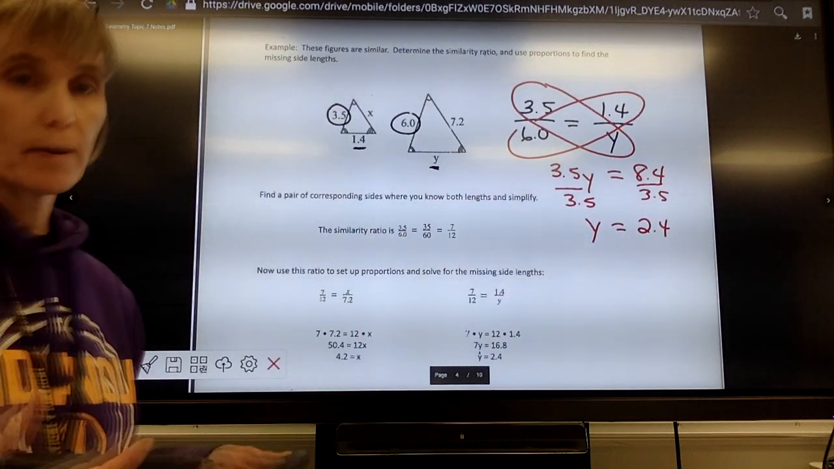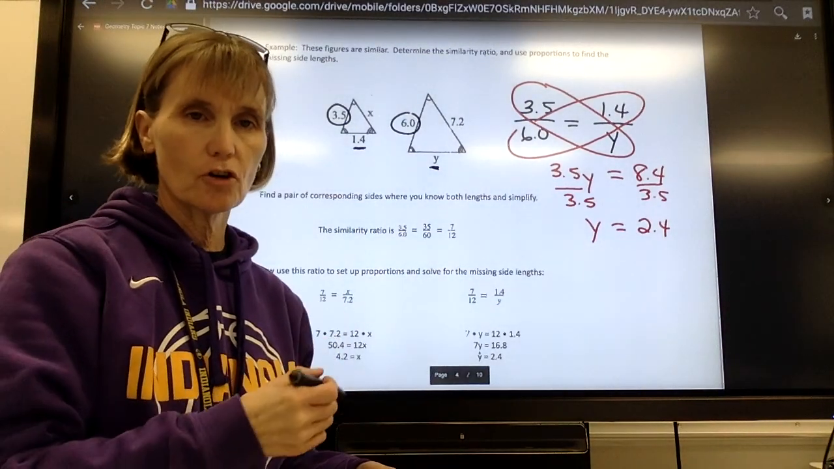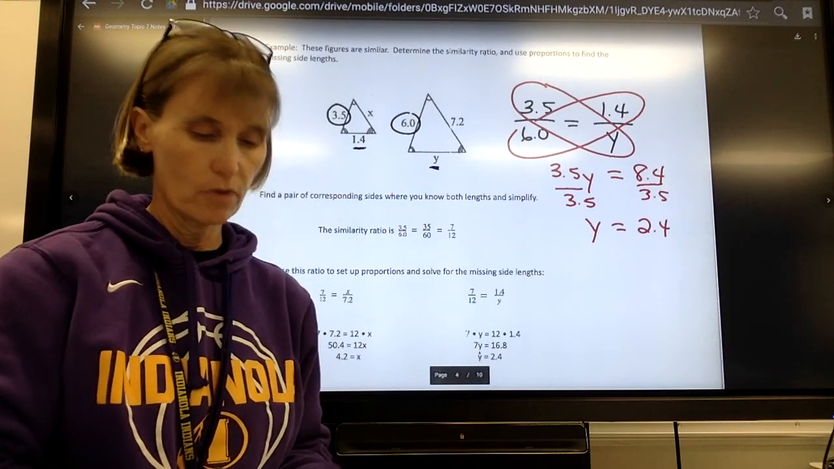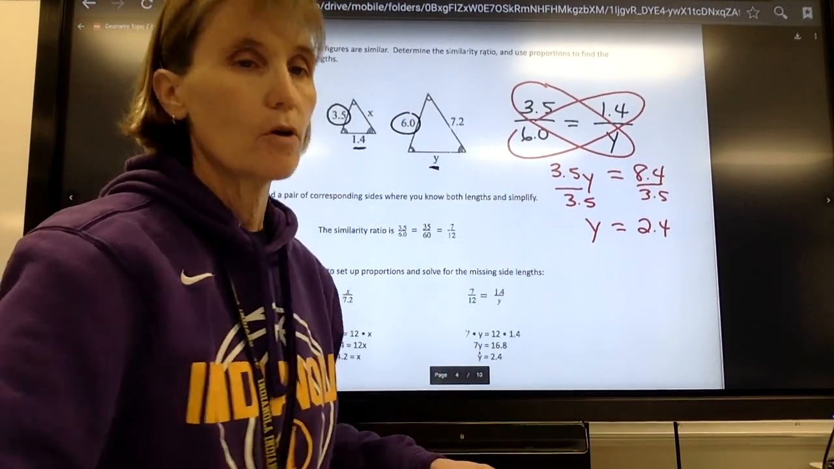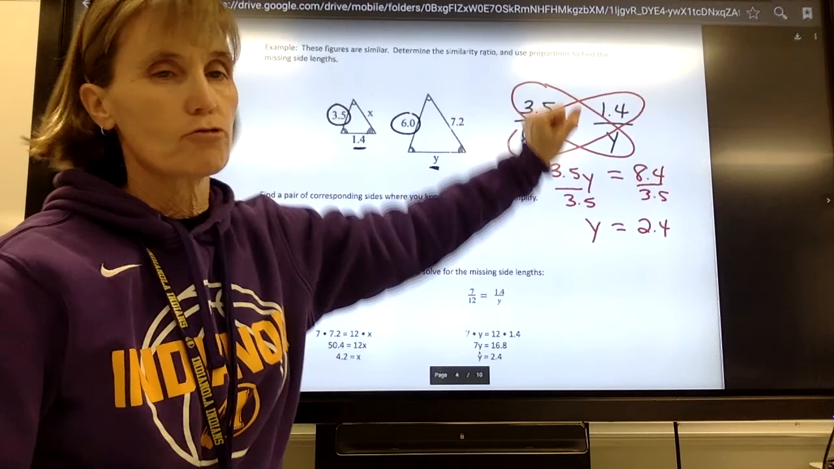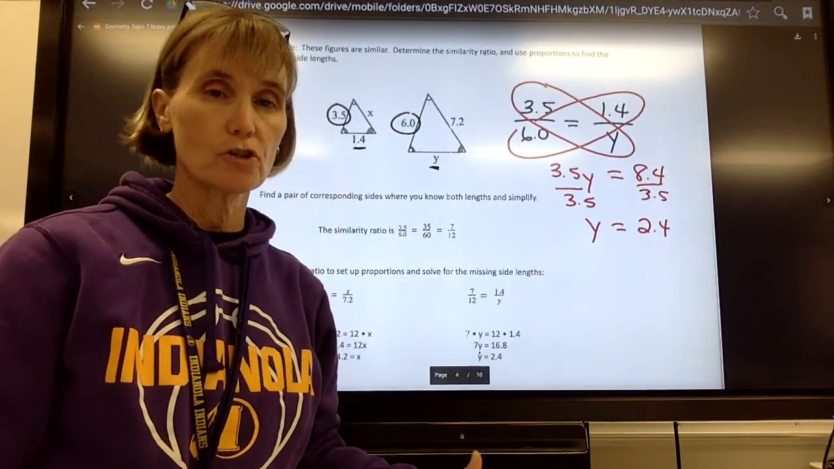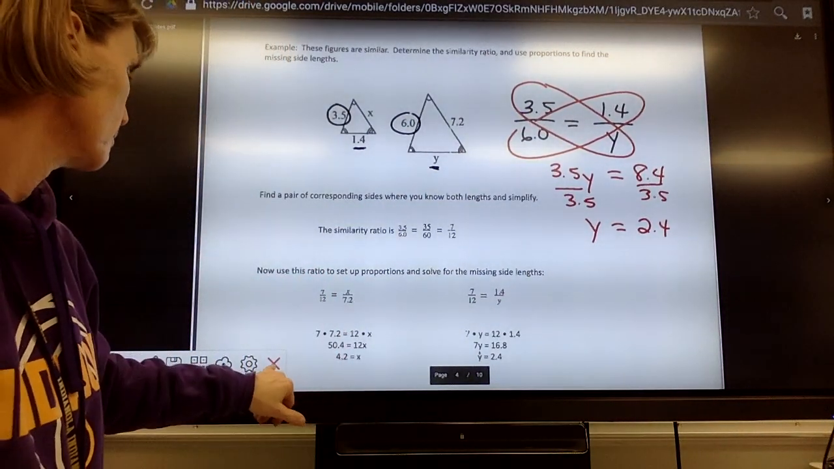And again, a lot of times things aren't going to be drawn to scale, so don't worry about whether that looks right or not. But I would go back and make sure I have my proportions set up. We're going to set proportions up to solve for missing side lengths.